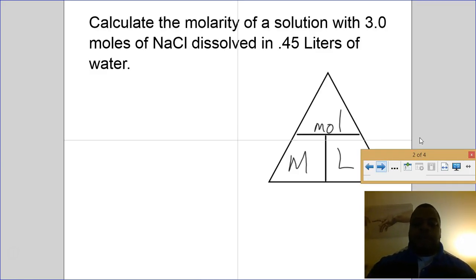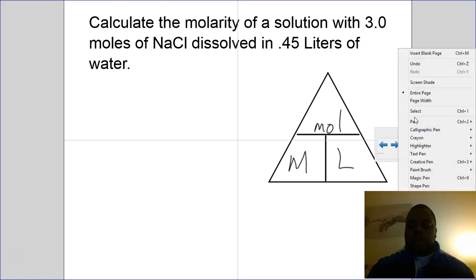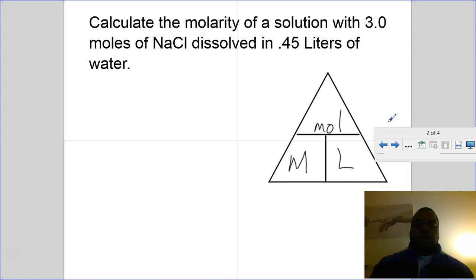So it says calculate the molarity of a solution with 3 moles of sodium chloride dissolved in 0.45 liters of water. Well, what information was provided to us? We were provided a certain number of moles, right? And we have liters. So moles over liters will give us our molarity. Let's go ahead and write it in.